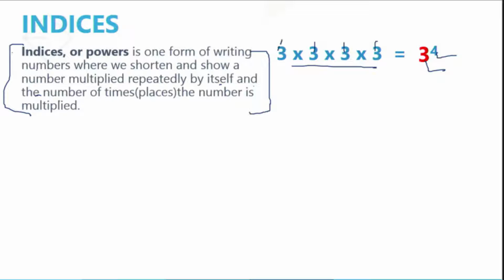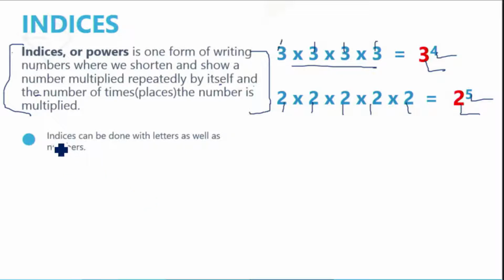Let's take a look at another example so we can understand even better. So here we have the number 2. The number here is 2. And what about this 2? This 2 is multiplied repeatedly by itself, again, for a number of times. So let's count the number of times: 1, 2, 3, 4, and 5. So we have that the number is 2 multiplied repeatedly by itself 5 times. So here it is. The number is 2, and the number of times it is multiplied by itself is 5. Hope you're getting this.